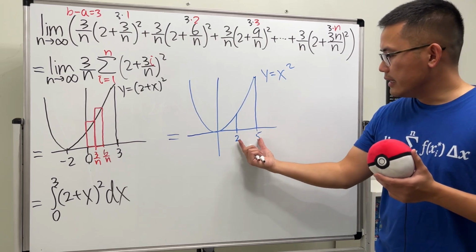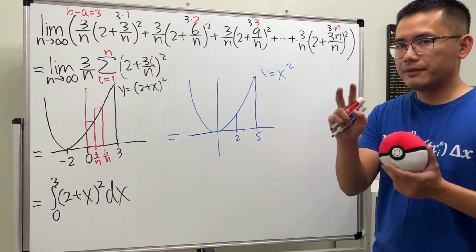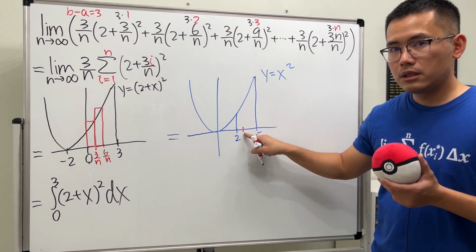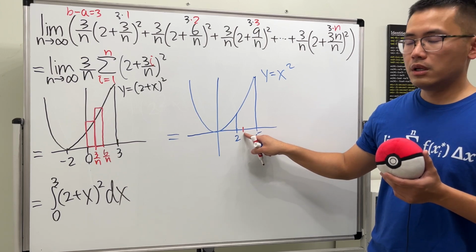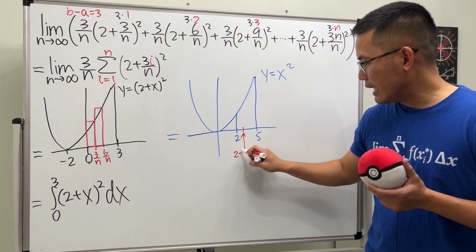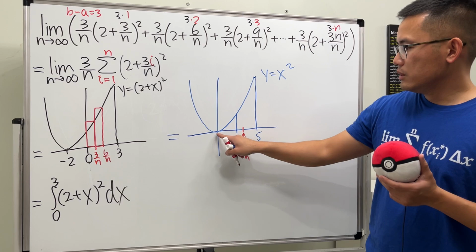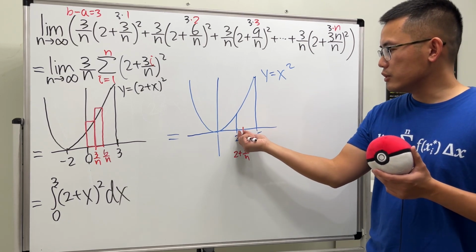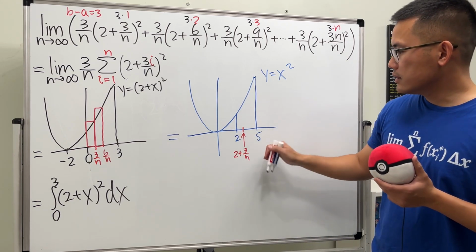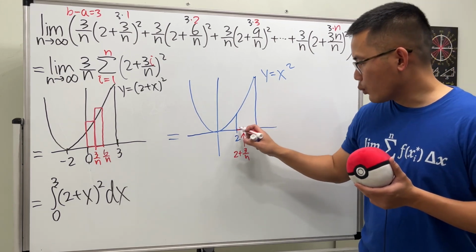Firstly, the length right here is 3. Divide into n pieces, so each one will have 3 over n. But the first x value will be what? This is not just 3 over n anymore. This right here is, we have 2, and then we have to add it with 3 over n. Right? Because this much is 2 already, this much is 3 over n, so from here to here is 2 plus 3 over n.